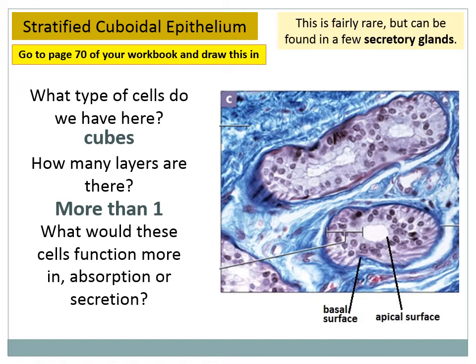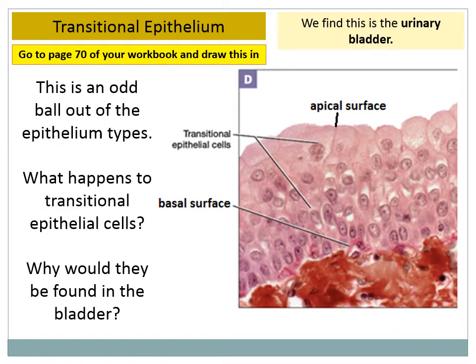It's called cuboidal, right? Cuboidal. So would these cells function more in absorption or secretion? Yeah, definitely secretion because we know that cubes, the cuboidal, are going to secrete. Okay. These are fairly rare in our human bodies, but we can find these in a few secretory glands. So again, things that are going to secrete.